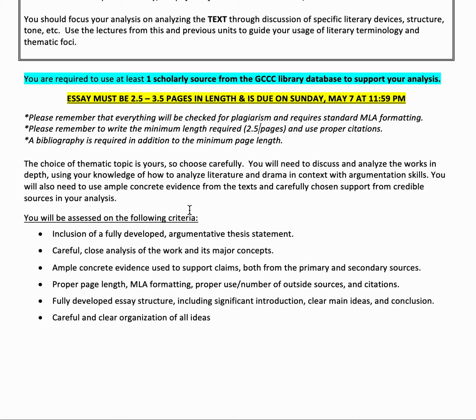You should have good evidence from the text, which in this case is the play. You'll have quotes directly from the play that show your audience what you're talking about. You'll also want good evidence from your required source. So have a fully developed argumentative thesis statement, a close analysis of the works, ample evidence to support your claims from the primary and secondary sources, proper page length and MLA, proper number of sources and citations, and a fully developed essay structure: a good intro, clear main ideas with evidence and logical reasoning and analysis, and a conclusion. Everything should be carefully and clearly organized.